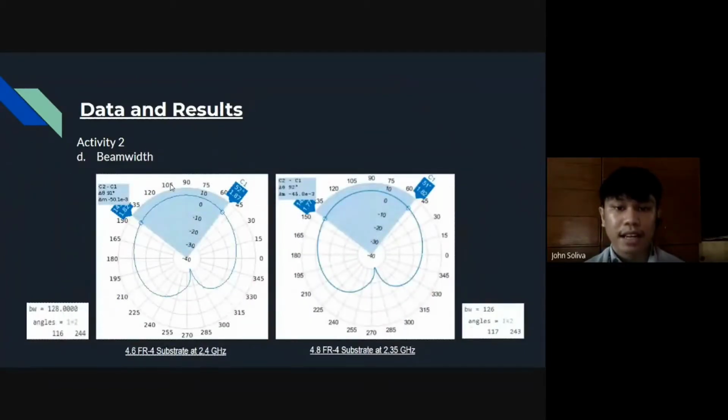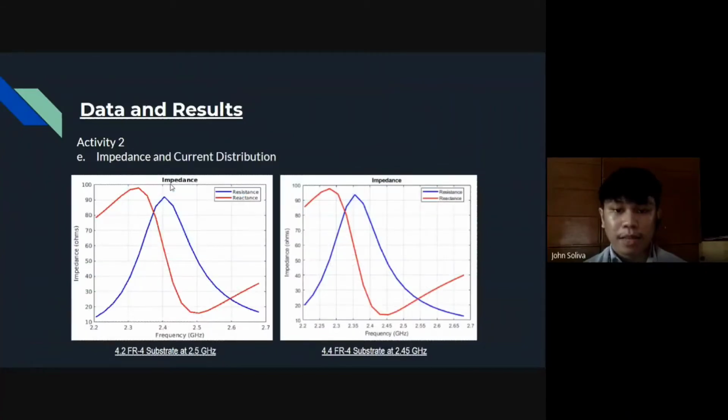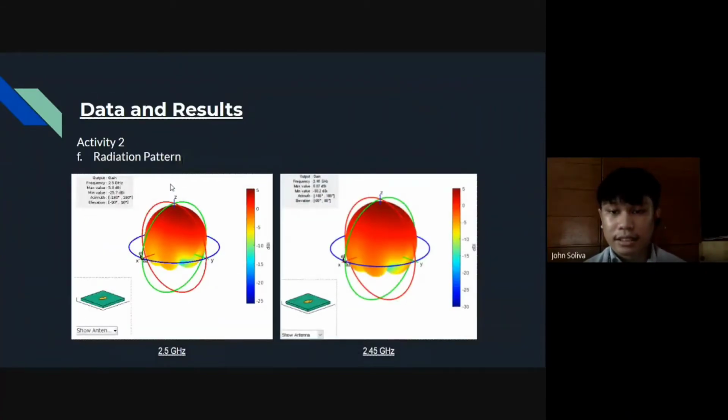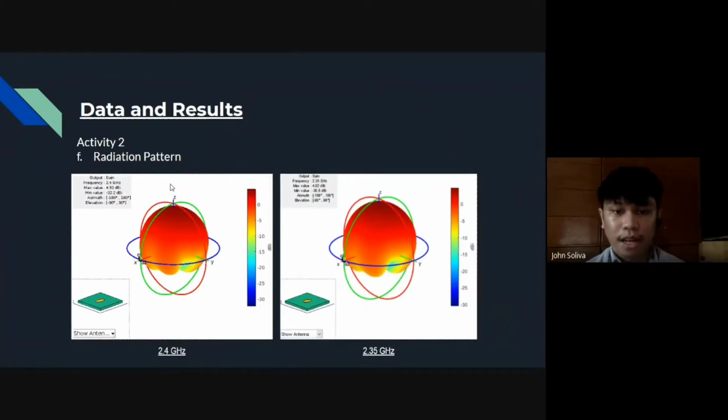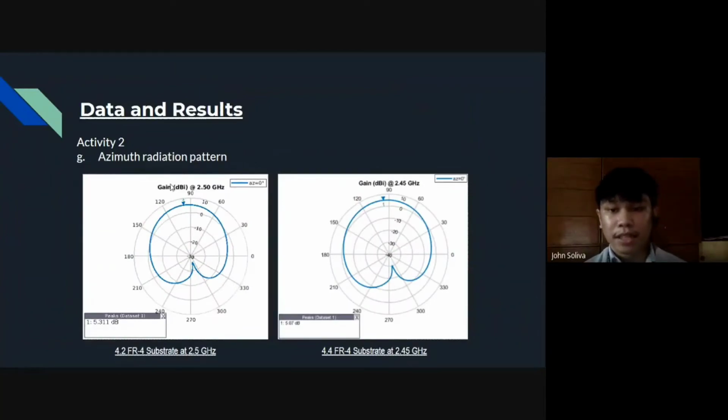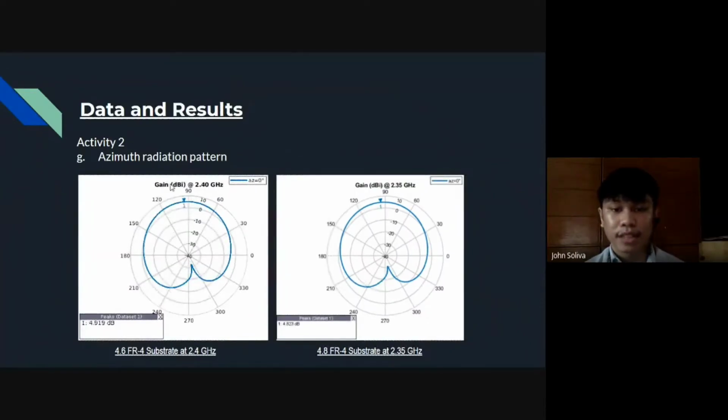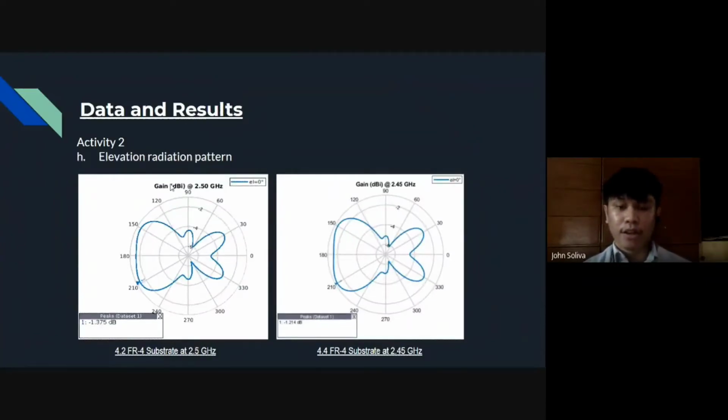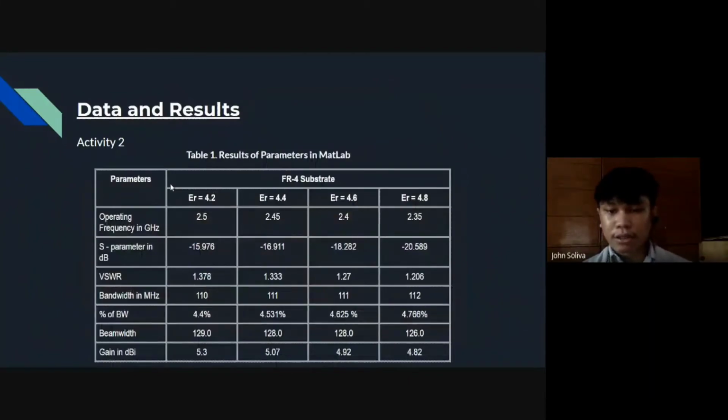For the impedance and the current distribution, the impedance is the highest where the current is lowest and vice versa. So for the 3D radiation pattern, the proposed antenna has shown a high gain value for all designated frequencies and substrate values. For the azimuth and elevation pattern, these plane patterns are obtained by slicing the 3D design. The azimuth is taken by cutting through the X to Z plane, and elevation is slicing through the Y to Z plane. So, to sum it up, we provided a table where we acquired the results that we needed using MATLAB.